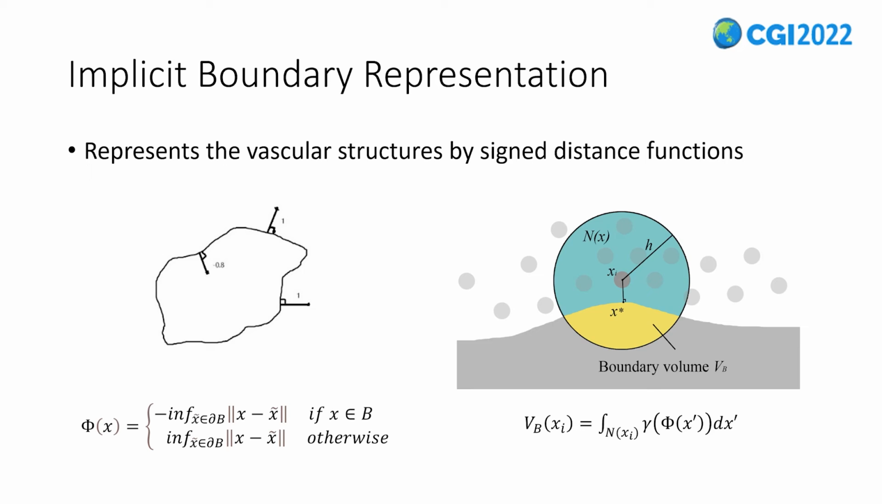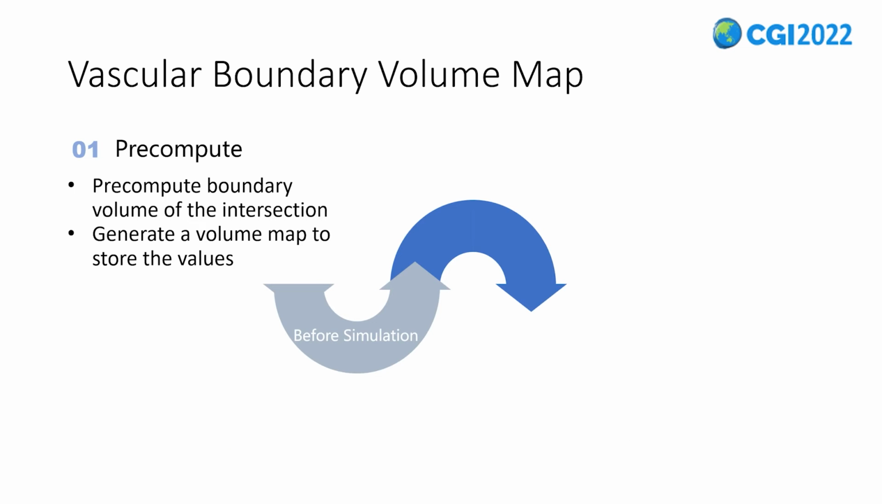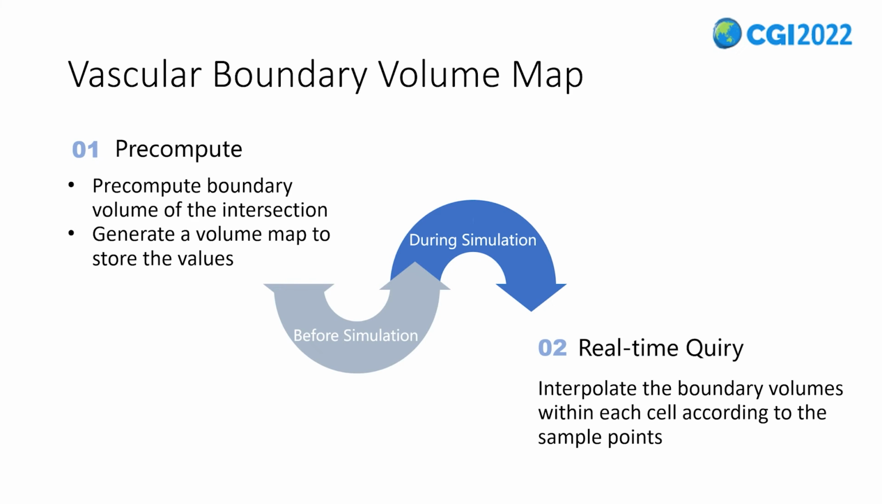It can be seen that the computation of the equation is very complex and expensive, which requires not only numerical integration, but also the signed distance value of the particles. To improve computational efficiency without sacrificing accuracy, we pre-compute the intersection boundary volume to generate a boundary volume map. When the simulation runs, we query the boundary volume map in real time and use the queried value in the mathematical calculation of fluid particles.